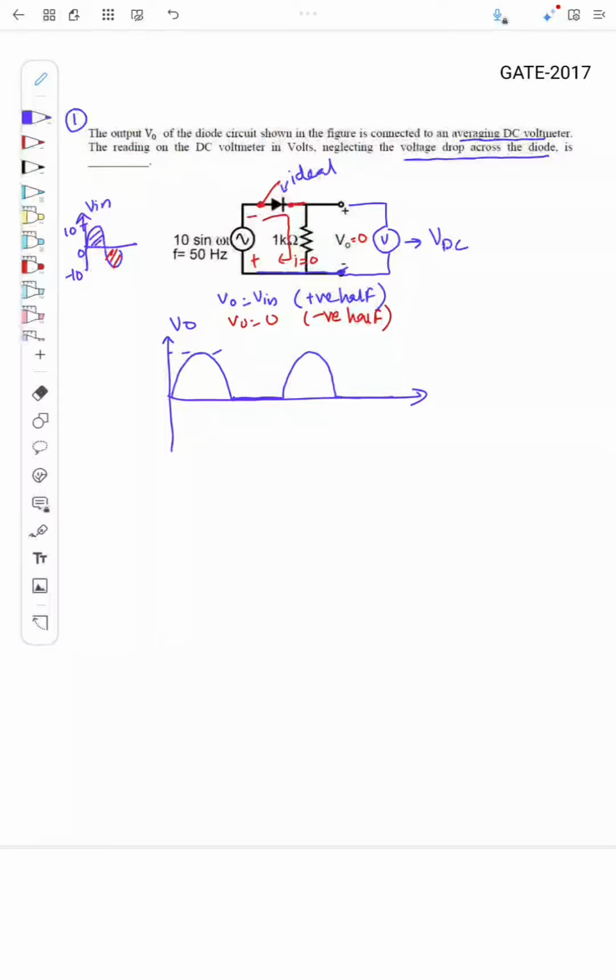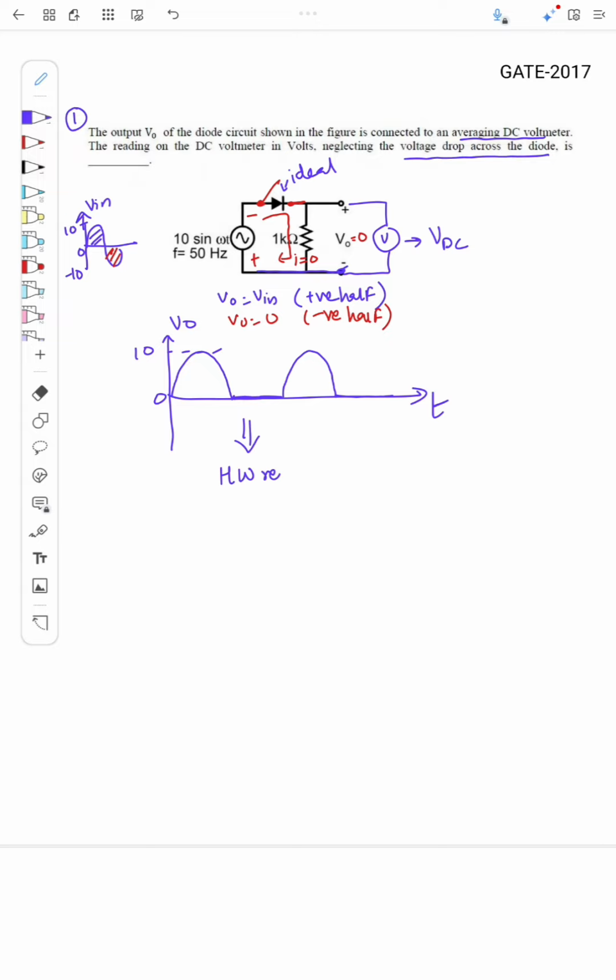And what is the peak? Peak will be 10, right? So this is the V0 and this looks like a half wave rectified signal, right? Or I'll just write half wave rectifier output.